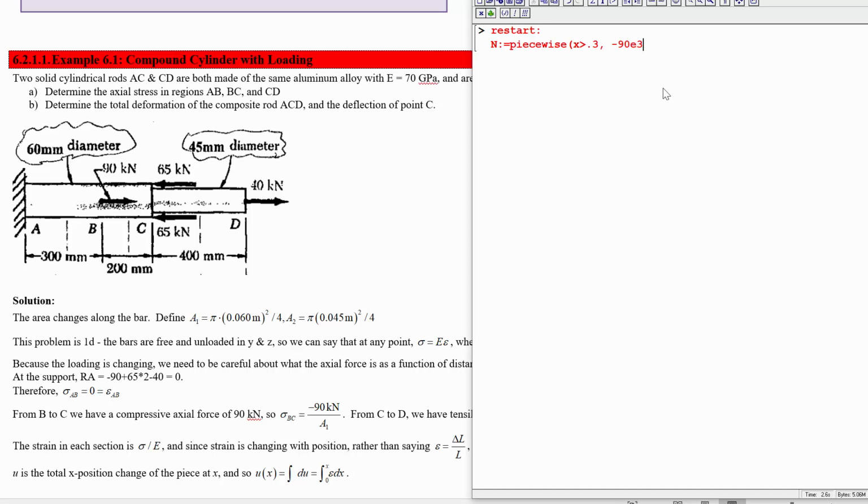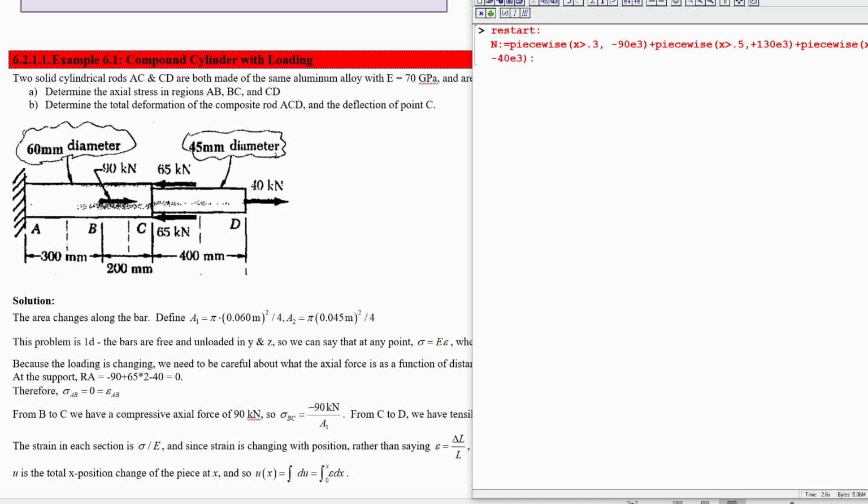So minus 90 E3. Then as we pass point C, x is greater than 0.5, now we're going to be adding 130 kilonewtons from the 65s that we've got in the other direction. Then just to close it off and check that it works, we can do piecewise x is greater than 0.9, the total length of this, and add in negative 40 E3.